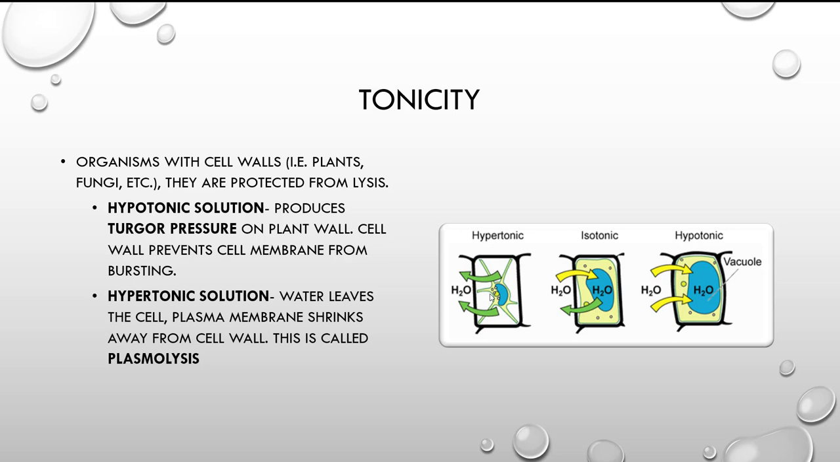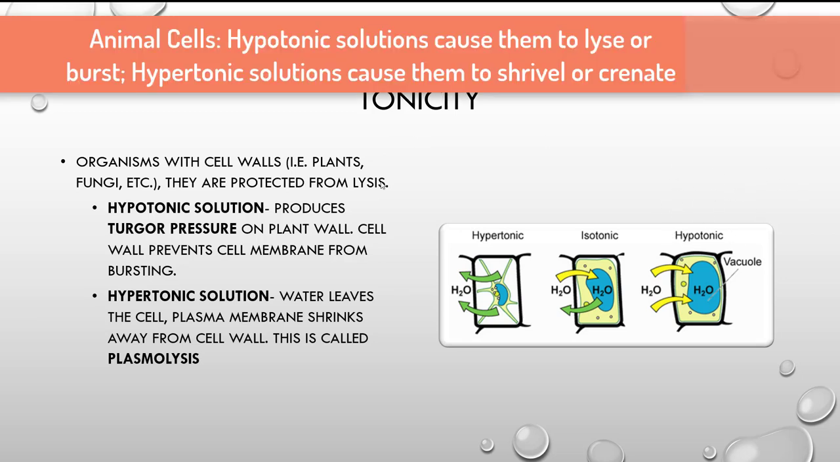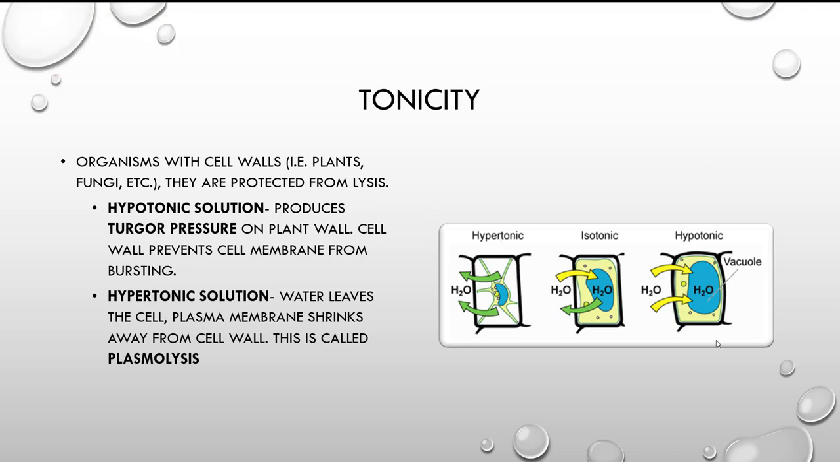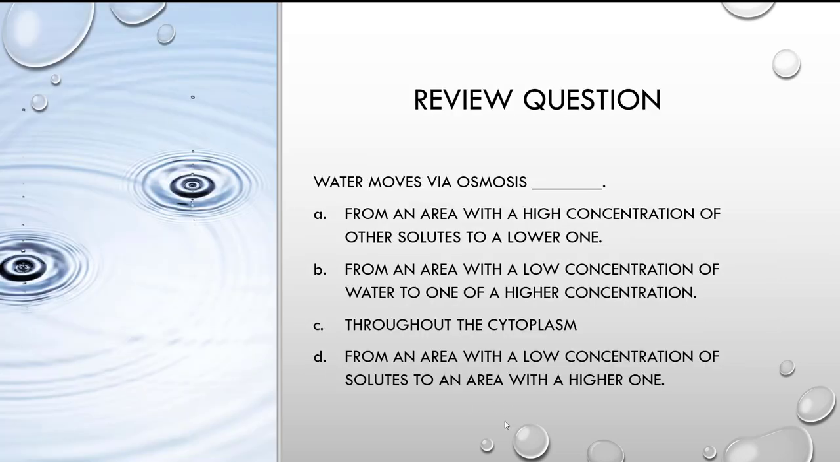So there's a difference between plant cells and animal cells when it comes to tonicity. Animal cells, in a hypotonic solution, burst or lyse. In a hypertonic solution, they shrivel or crenate. Plant cells have the turgor pressure that prevents the bursting, and then you have the plasmolysis that causes them to break away from the cell wall, but the cell wall is still intact. Okay, so we're going to go into some review questions.